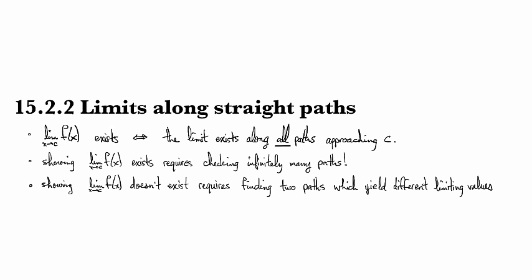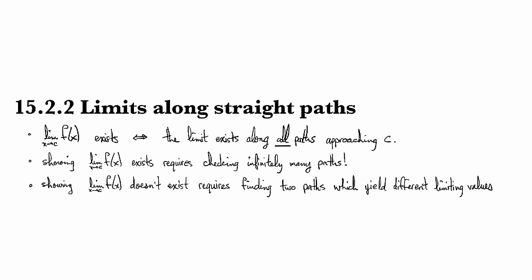So as I said in the previous slide, to say that the limit of f exists as x tends to c, that means that the limit exists along all paths approaching c, and this has a couple of implications. So first off, showing that a limit actually exists is really hard because you almost have to check infinitely many possible paths coming in towards c, right?